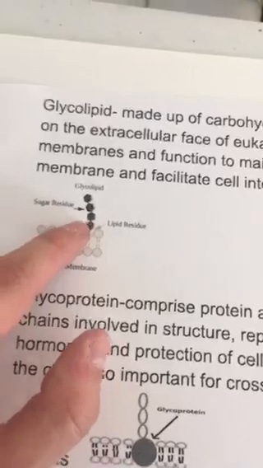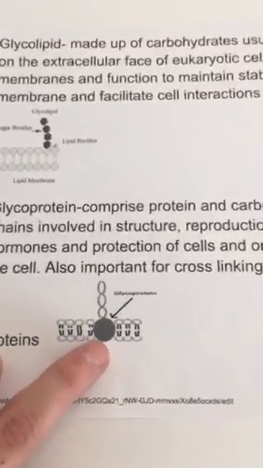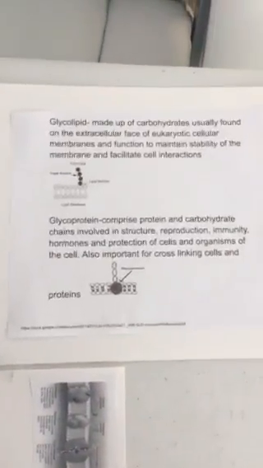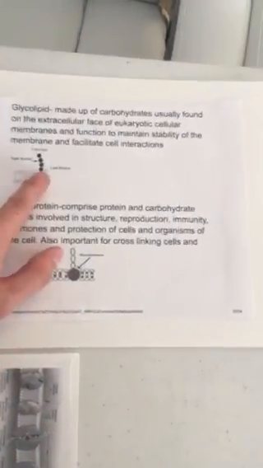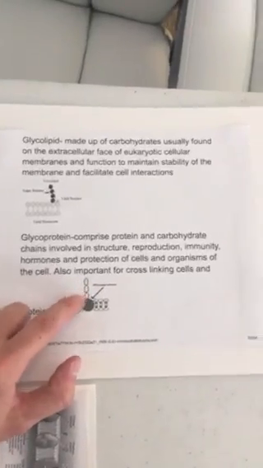Here's a picture of a glycolipid and a glycoprotein. These are grouped together because they're both correlated to each other. As you can see, here's your glycolipid and glycoprotein, but it is not a protein, it is a lipid.